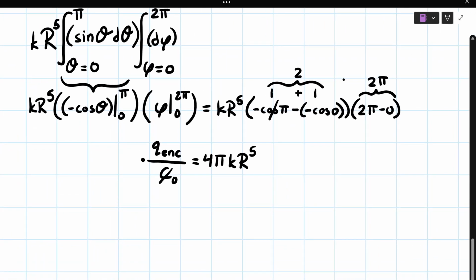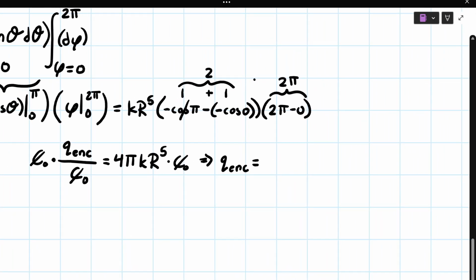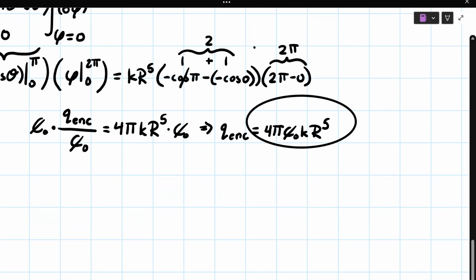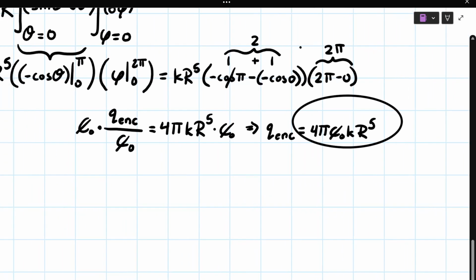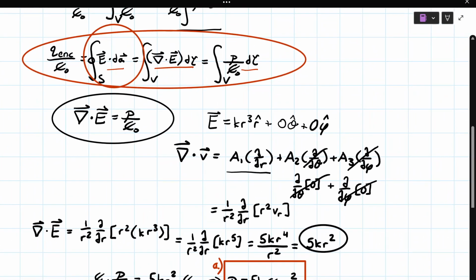And we are just looking for the charge enclosed, so we're going to multiply epsilon naught to both sides, and we find in the first method the charge enclosed will be equal to 4 pi epsilon naught k r to the fifth. Okay? And so this is our answer that we should find for part B and also in the next way that we solve. Right? So let's go back up and find another method.